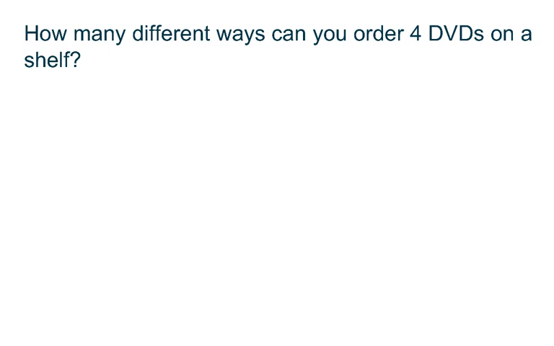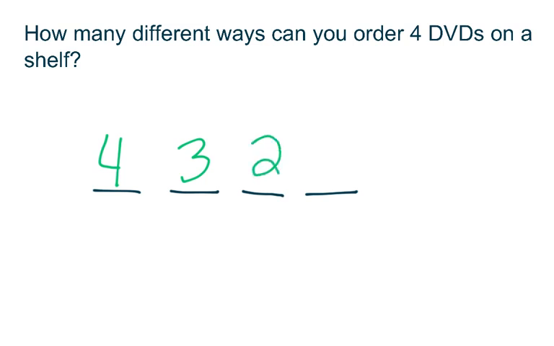How many different ways can you order 4 DVDs on a shelf? Imagine you have a shelf and it has 4 spots. In the first spot, you can choose any of the 4 DVDs, so you have 4 choices for the first spot. In the second spot, you've already put one on the shelf, so now you only have 3 DVDs to choose from. In the third spot, you already have 2 on the shelf, so you only have 2 to choose from. And in the last spot, you just put whichever one you're left with.